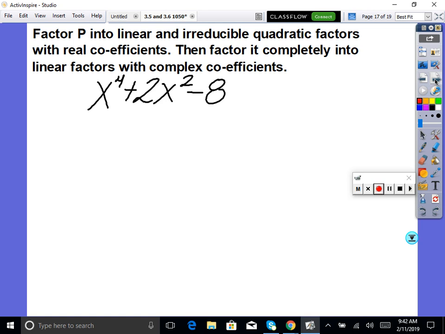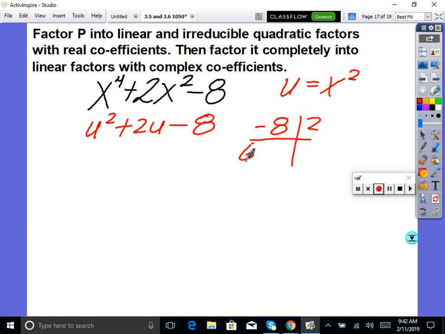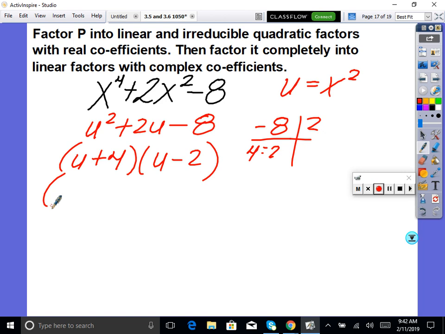Do you want me to do this one? Because some of you kind of look confused. This will take 2 seconds. So how would I factor this one? So this would be u equals x squared. So this would be u squared plus 2u minus 8. So you need a product of negative 8 and a sum of 2. 6, no, not 6. 4 times negative 2, agreed? 4 times 2, negative 2. Can I quick factor? Yes. u plus 4, u minus 2. Therefore, this factors to be x squared plus 4, x squared minus 2.